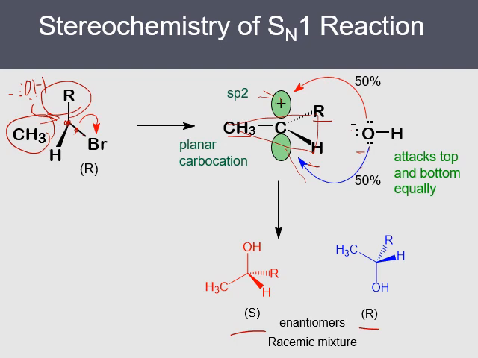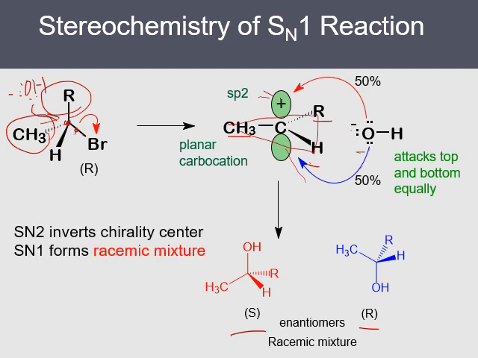All right. So we have seen that for the SN2 reaction, the nucleophile attacks directly to lead to complete inversion of the chirality center. But in an SN1 reaction, the first step is the carbon-bromine or halogen bond breaking, and then the nucleophile can attack in two ways, giving a racemic mixture.